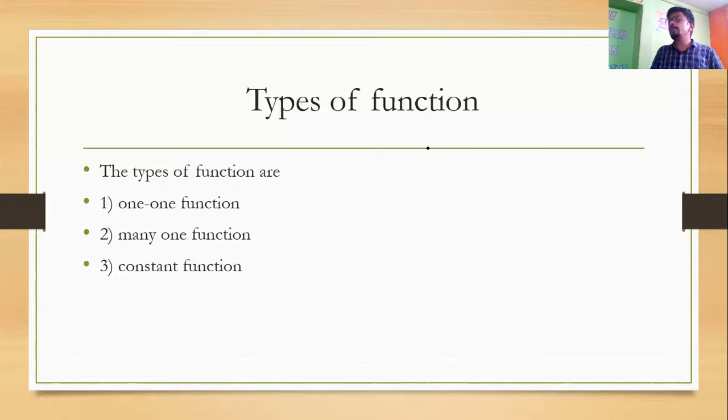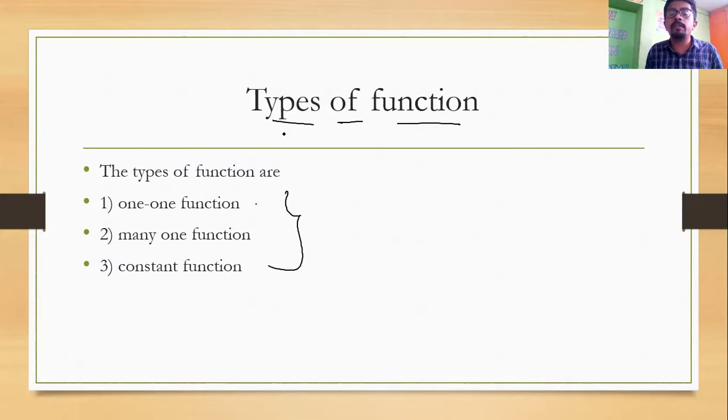Now we are looking for the types of the function. What are the types of the function? There are 3 types of the function. Due to lack of time, I'll just draw the picture in front of you and explain from there. If we are given more time, then I'll get you into the definition part as well. But first, make the 3 words clear: one-one, many-one, and constant. These are the 3 types of the function.